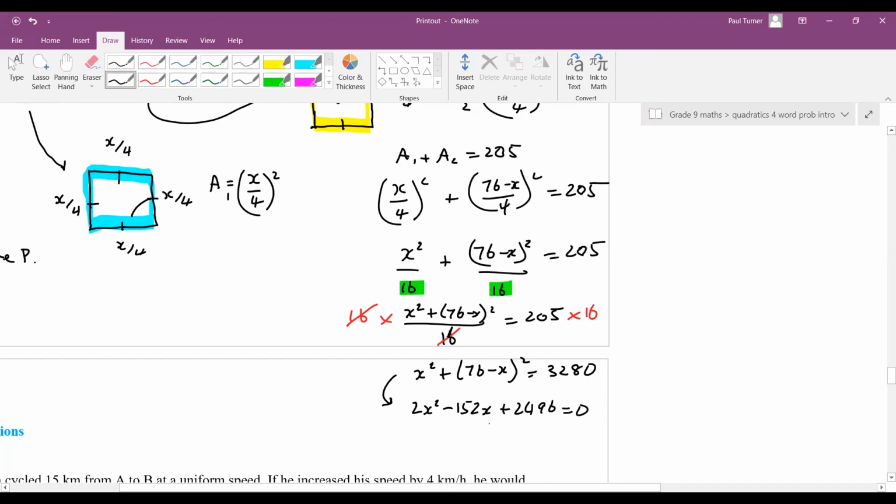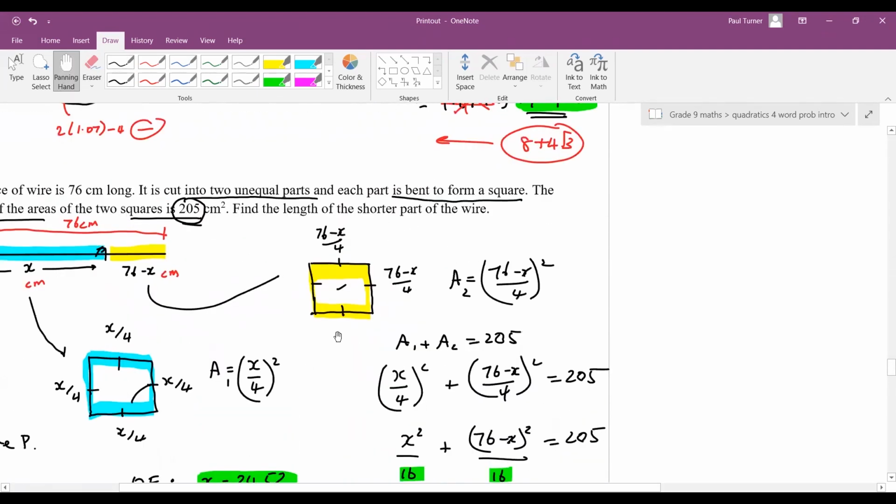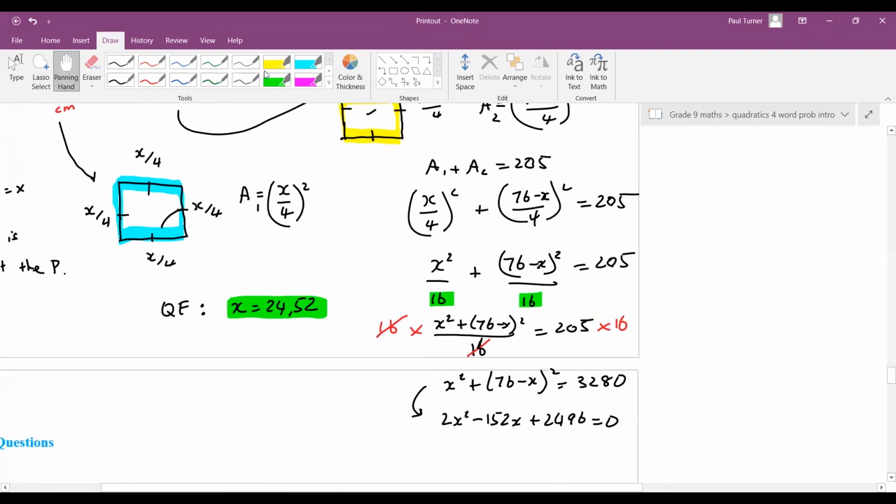Okay. Now, at this point, the numbers are really big. So you probably want to use your quadratic formula. And you'll get the answer x equals 24 and 52. And you'll see that these answers can form the answer. So, and it wants actually the shorter part of the wire. Find the length of the shorter part of the wire. So we would choose the shorter length, which is 24 here.